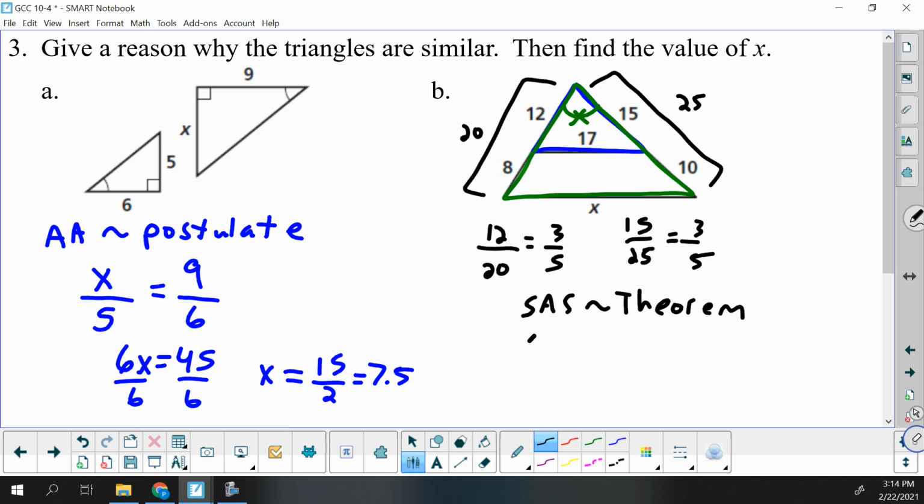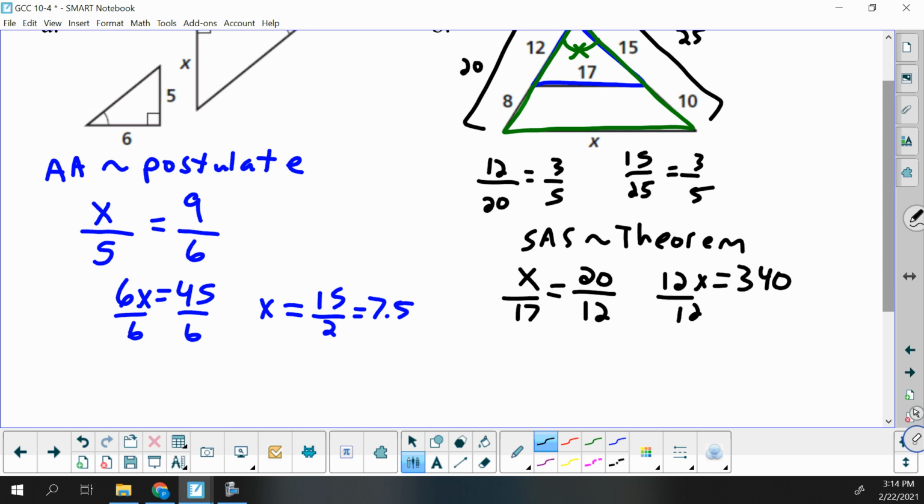Well, let's start with the x. The x is in the big triangle. That matches with the 17. Now we have to pick something from the big triangle. We got to make sure it's the whole side. So let's maybe go with the 20. And that matches with 12 in the small triangle. If you cross multiply, we'll get 12x equals 340.